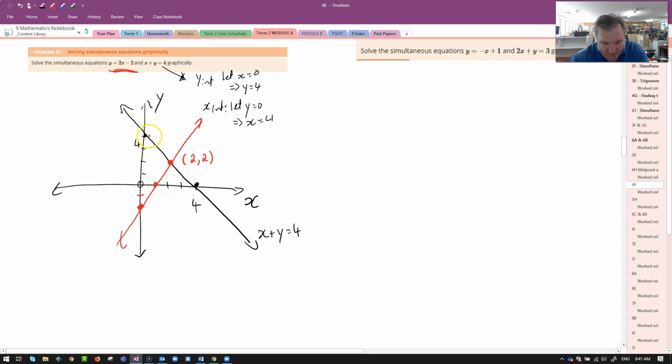2 along the x-axis, 2 on the y-axis, and we check it. If I substitute 2 in for x, I'm going to get 4 minus 2 is 2. Works for the first equation. If I put 2 and 2, obviously 2 plus 2 equals 4. It works for the second equation. So you can solve them graphically just like that. There's one there for you to try.